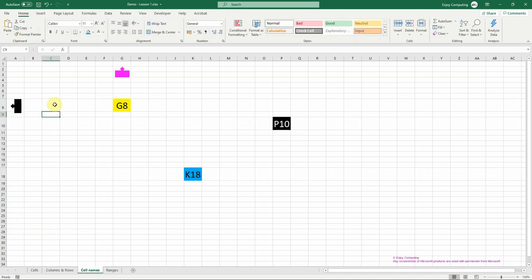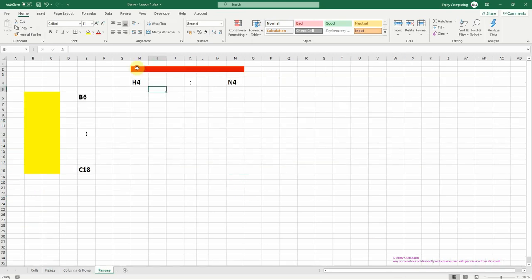Cells have references, like cinema seats. The yellow one is G8. The column letter always comes first, then the row number. So for the blue one, look above to see K and then look left to see 18. The reference is K18. The red bar being highlighted now represents the range H4 to N4.